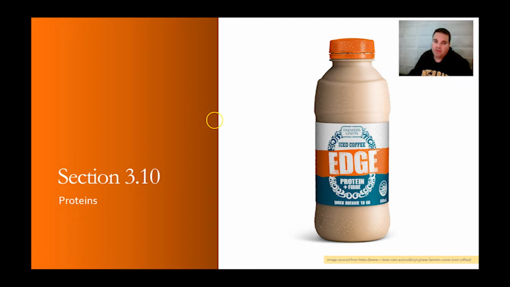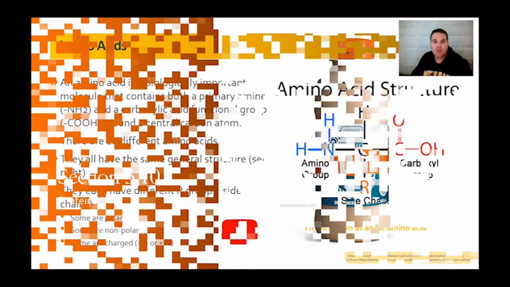So earlier this year, this is 2018, Farmers Union brought out this drink. They brought out their Edge, which was sort of their breakfast, a breakfast cereal to come out, and it has a lot of protein in it. We're going to be looking at what protein is, and I guess why it's important for us in terms of biology.